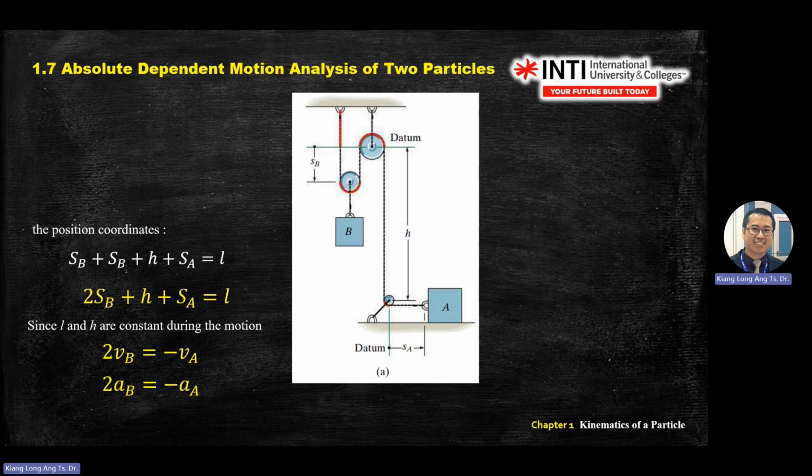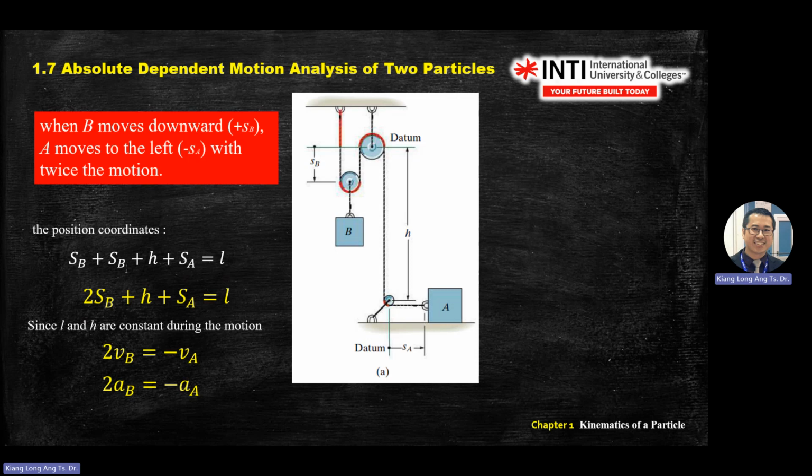So the standard steps now. Step 1, write the total length, summarize the parameters. Then time differentiate the length, and you get VB. Then time differentiate again, and you get acceleration. Okay.